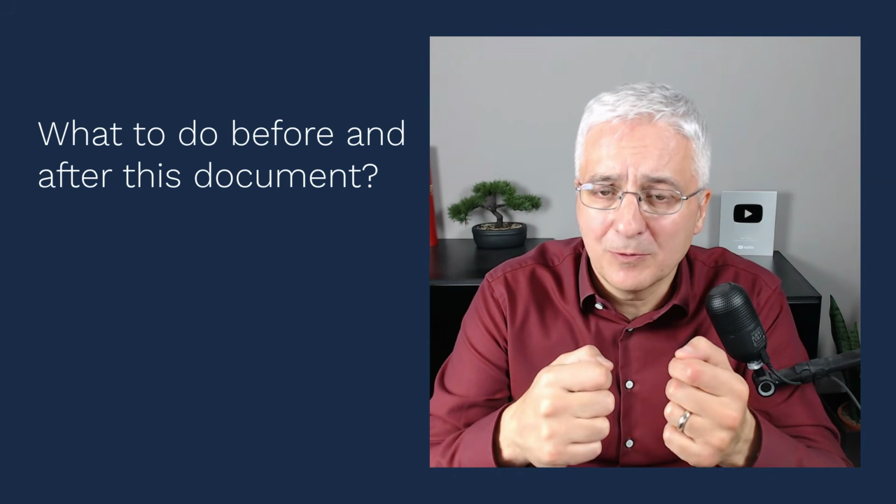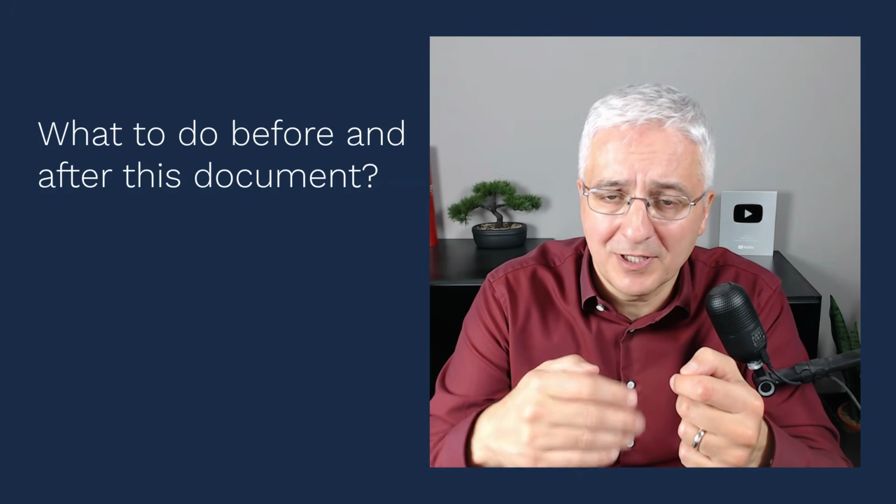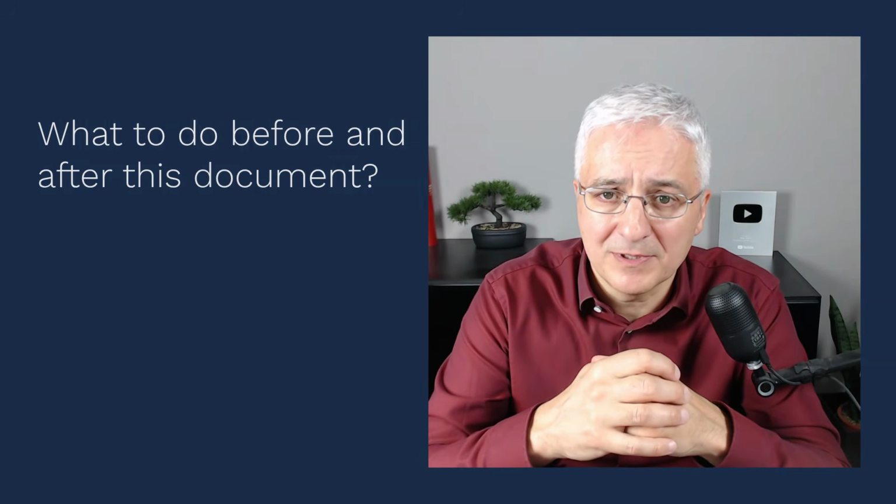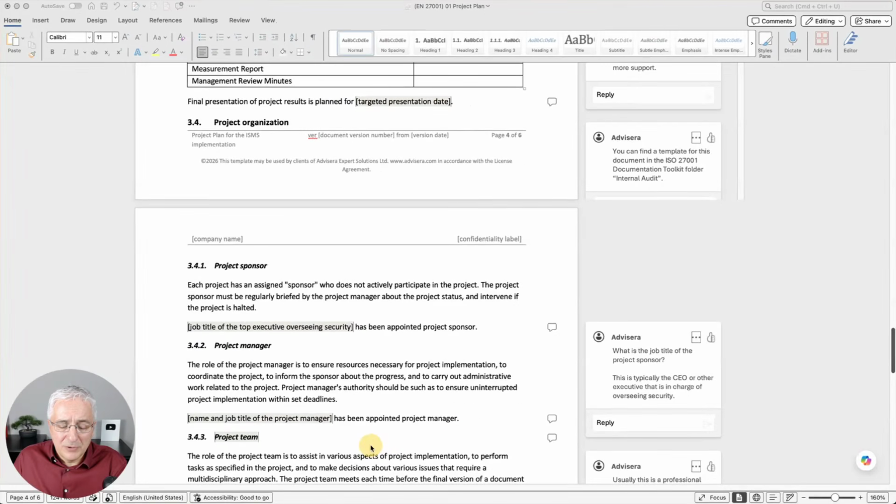And now let's see exactly what are the things that you have to do before this document and also the steps after this document. Well, before the project, you need to get a clear direction from your senior management. What is it exactly that they want to achieve with this kind of a project? And the senior management also needs to show a clear commitment to this project by providing enough resources. Starting with this project sponsor, but also providing enough people to participate in the project and ultimately enough money to purchase various things that will be needed for your project.